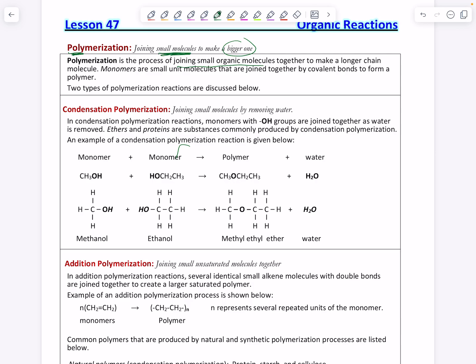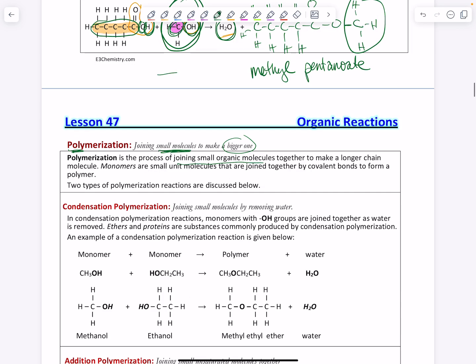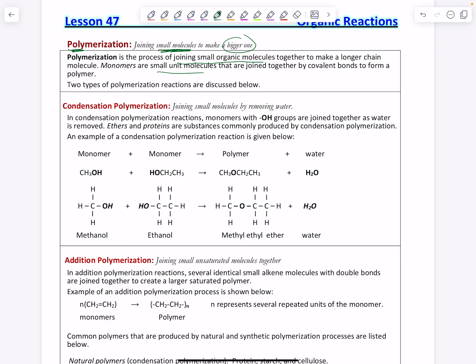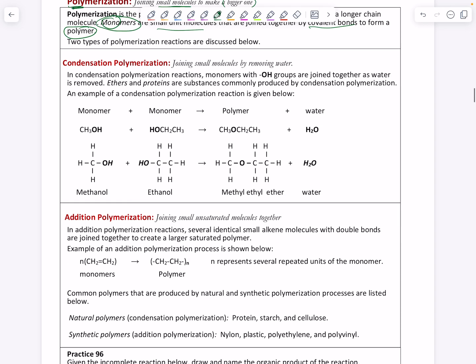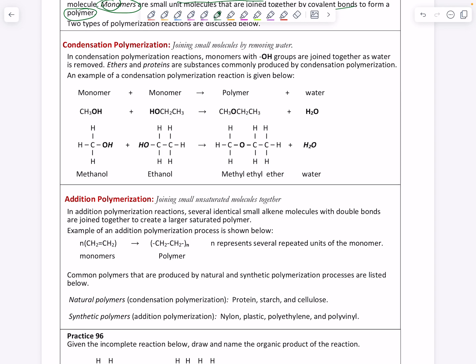And so we have some terminology here. The small individual unit molecules are called monomers because they're only one unit, okay? What happens is you have monomers and then you join them together with covalent bonds and you create a polymer, because it has many of your units repeating. The two types of polymerization reactions we need to be aware of, the first one is called condensation polymerization. This is where you join small molecules by removing water. And so water is going to be one of the products, like I can see right here.